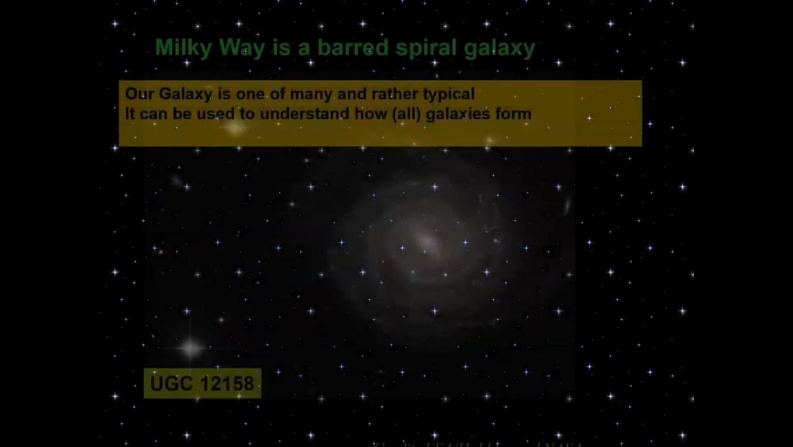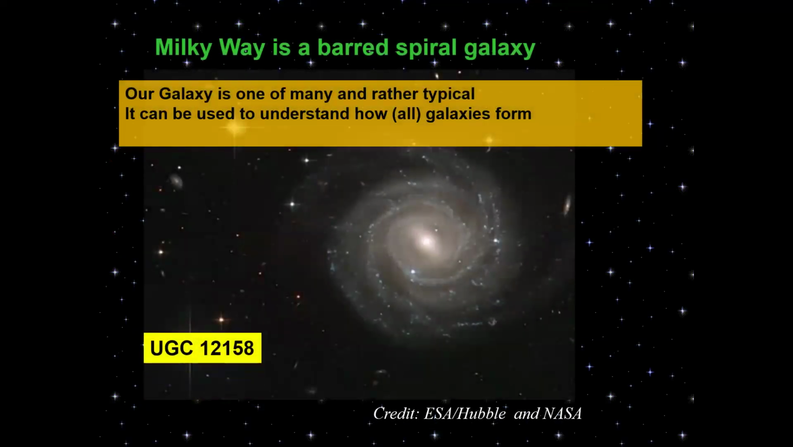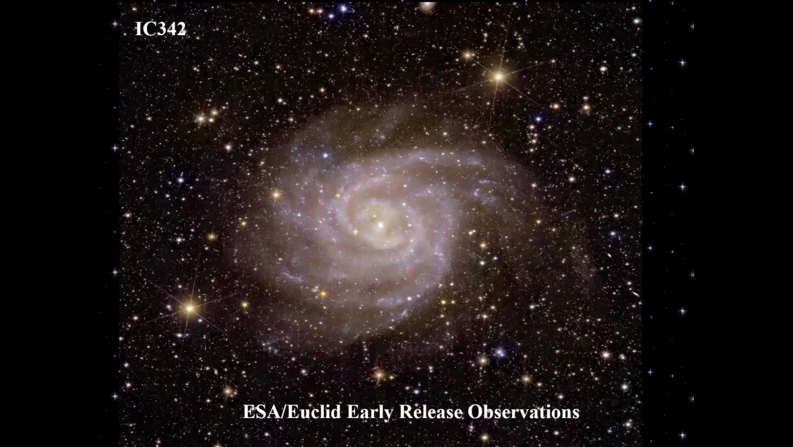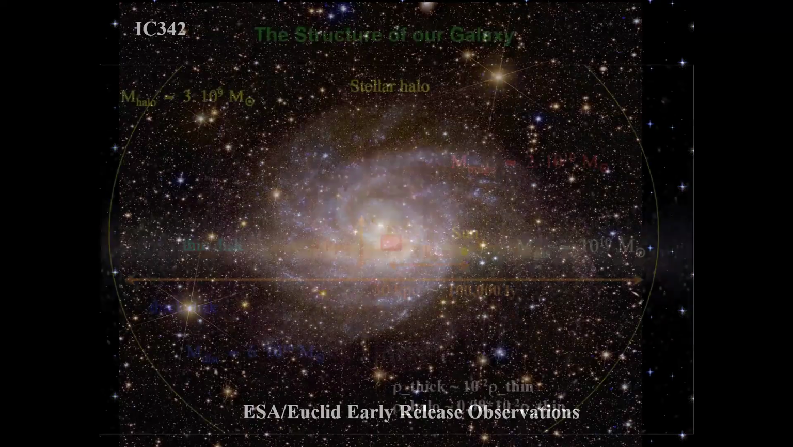So where are these stars? Let's have a look at the structure of the Milky Way first, which is a barred spiral galaxy, like this one represented here, or similar to this. Sorry, I could not help myself, I had to show Euclid that. This is one of the early release observations, and you can see the difference with respect to the previous.